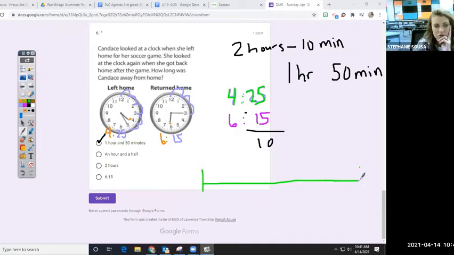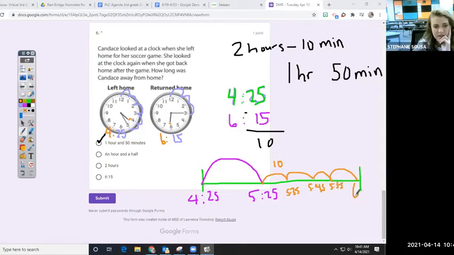If you wanted to, Miss Bram is also drawing a timeline of an option. So we were at 4:25, and we can hop a whole hour to 5:25. We can't hop a whole other hour, so now I'm going to start hopping minutes. 5:25 plus 10 minutes is 5:35. Plus 10 minutes is 5:45. Plus 10 minutes is 5:55.